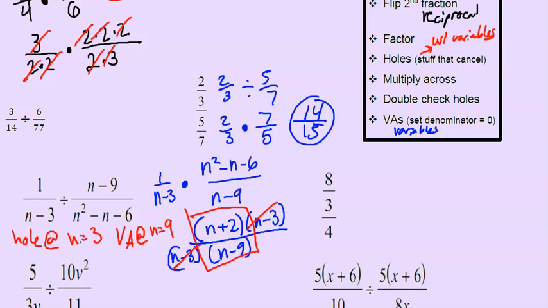So your excluded values are 3 and 9. As long as n doesn't equal 3 or 9, then this is defined here.